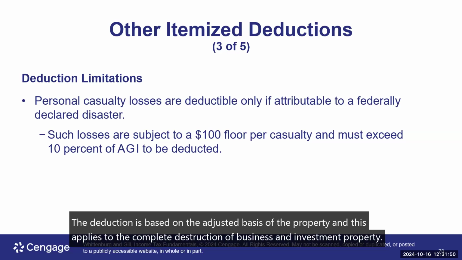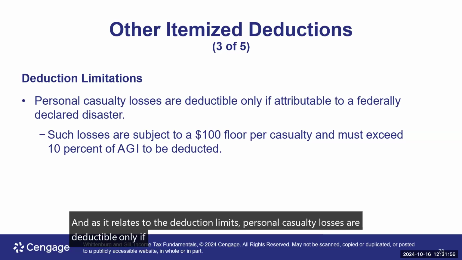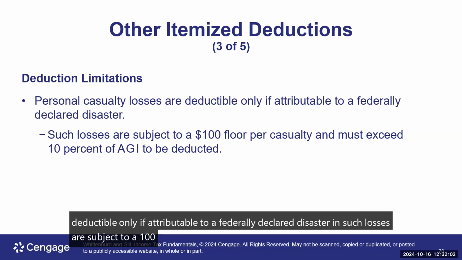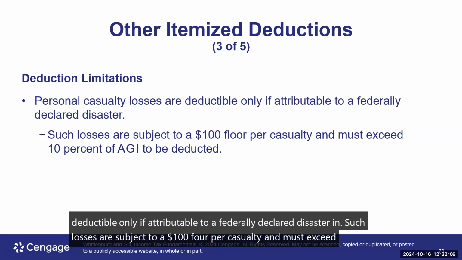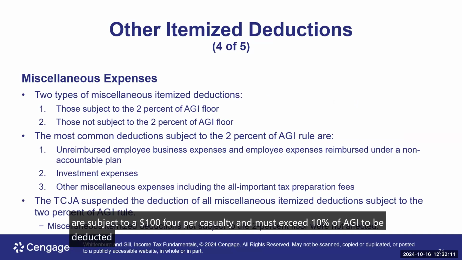As it relates to the deduction limits, personal casualty losses are deductible only if attributable to a federally declared disaster. Such losses are subject to a $100 per casualty floor and must exceed 10% of AGI to be deducted. Next, we just have some other expenses.